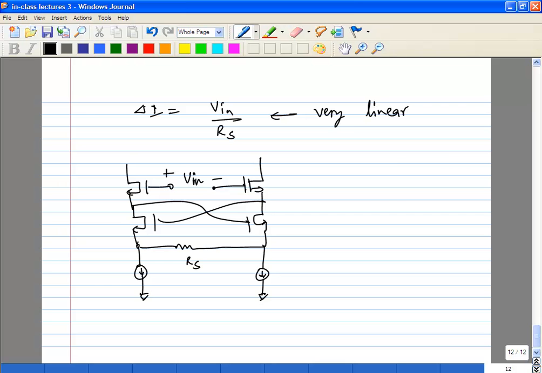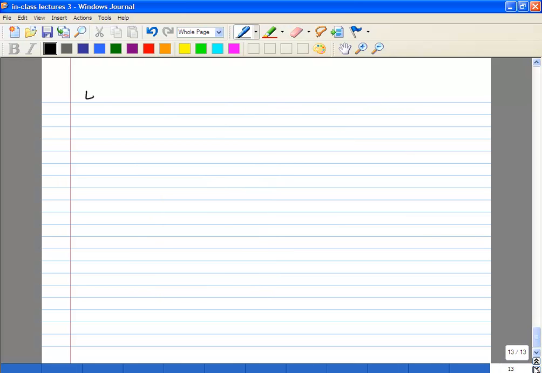Okay, you can apply your Vin here at the gate of these two guys, and the same thing will appear here. Okay, this is another way to use the same circuit. Let us just look at the last guy. Just feed forward.